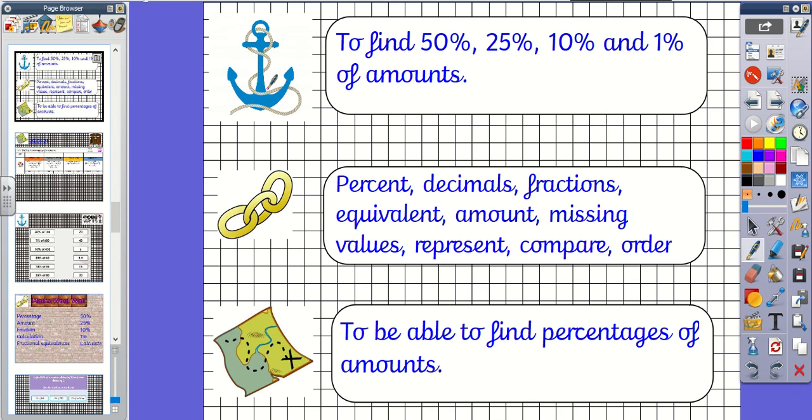Good morning, Year 6, and welcome to Wednesday's maths lesson. So today we are going to be continuing to find percentages of amounts using those trickier percentages.